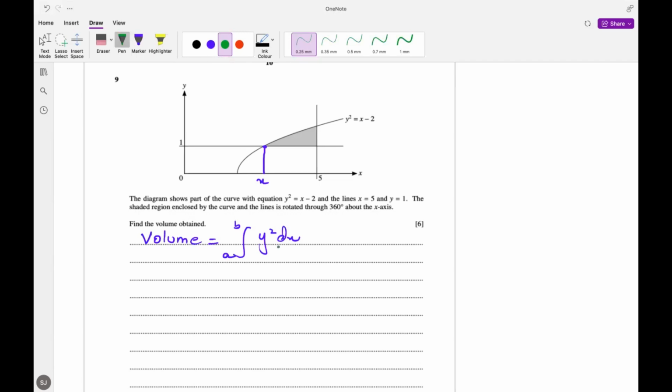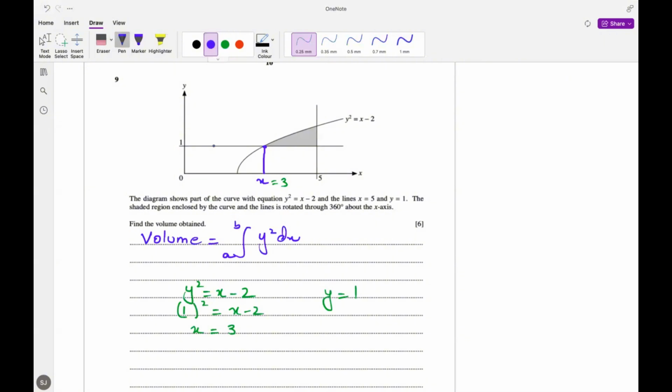Now in the first step, we'll find the point of intersection, as at this point y equals 1. So the equation of the curve was y squared equals x minus 2 and the equation of the line is y equals 1. So in place of y, we'll write 1 whole squared equals x minus 2. So x will be equal to 3. So we know now that this value is x equals 3.